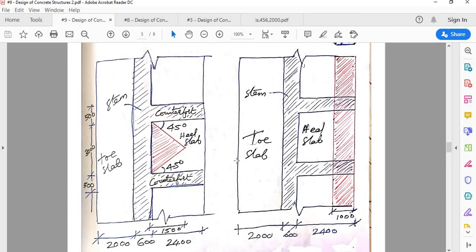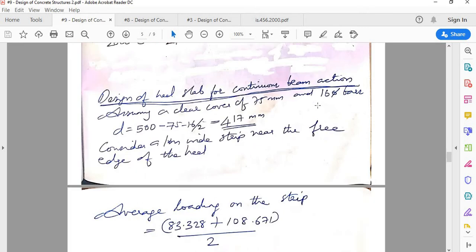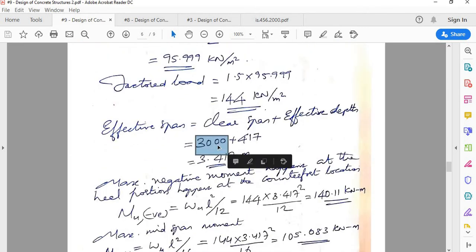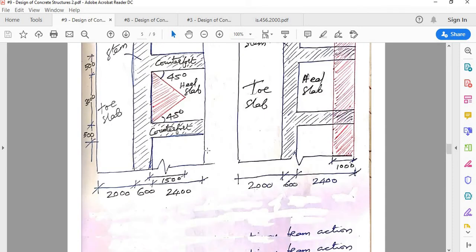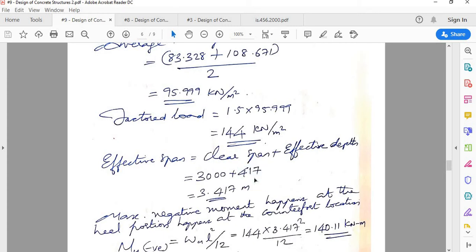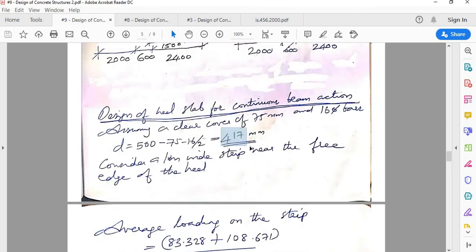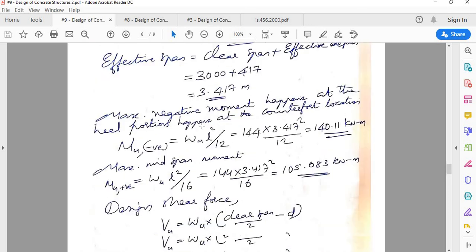Now what you have to know is, this is like a continuous beam. When we design continuous beams, we take the effective span for design. There are many ways of calculating effective span. One of the ways is the clear span plus effective depth, and that is what we will use here. The clear span is 3 meters between counterforts, plus 4 on 5 is the effective depth that we have calculated. So this is the span.